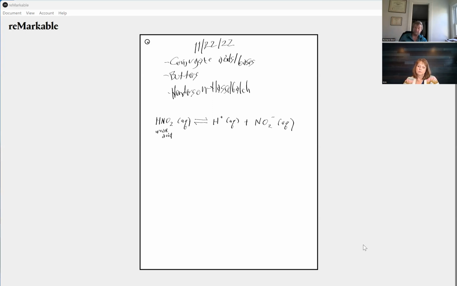And of course, the nitrite is nitrate. I like a nitrate because it's always cheaper than day rates. Okay.